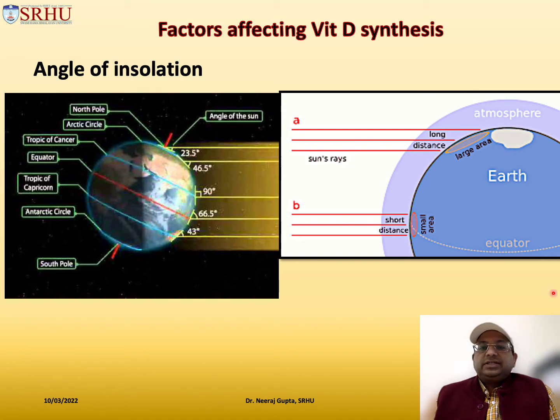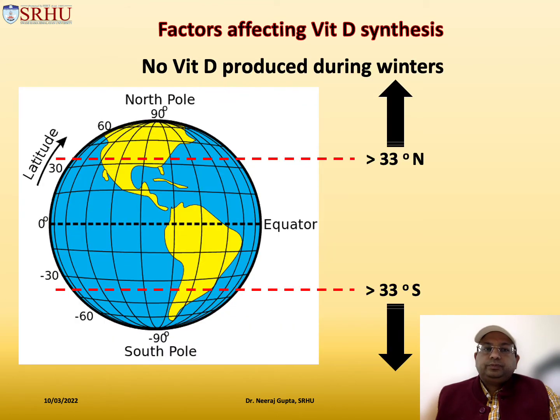So this increase in the path length of solar UVB to reach the Earth's surface at the poles leads to a decrease in vitamin D production, especially during the winter season. It is observed that due to the extra distance the sun rays have to travel at the poles, no vitamin D is produced during winters. Very, very interesting. About 33 degrees north or south of the equator.